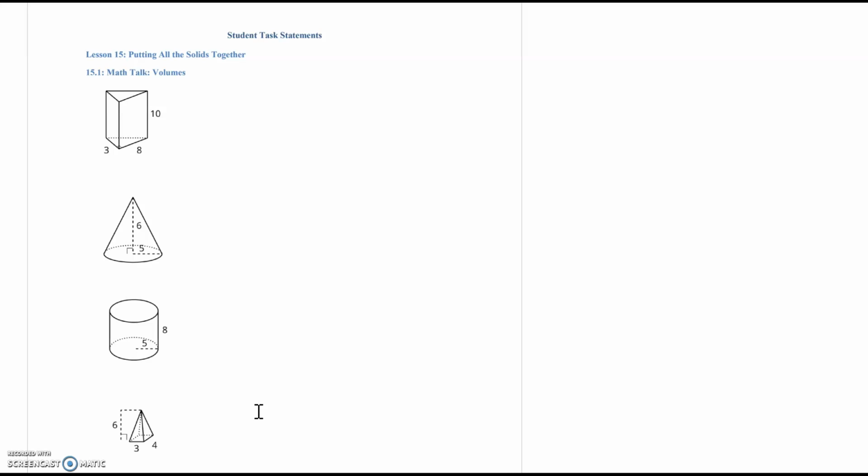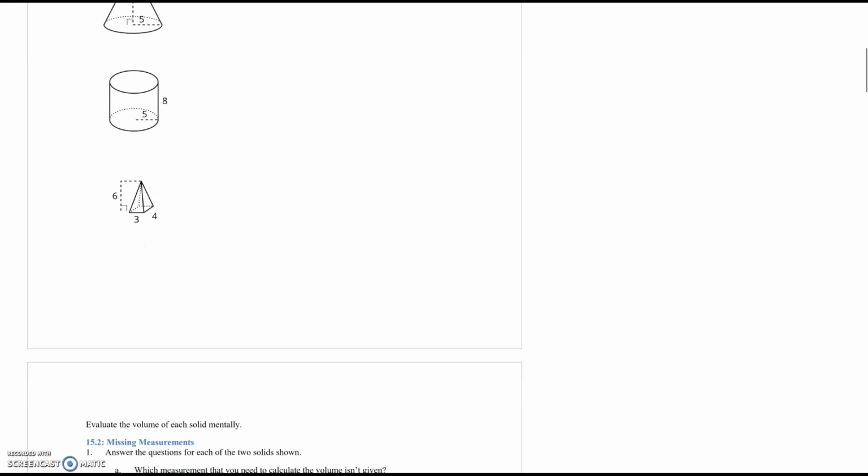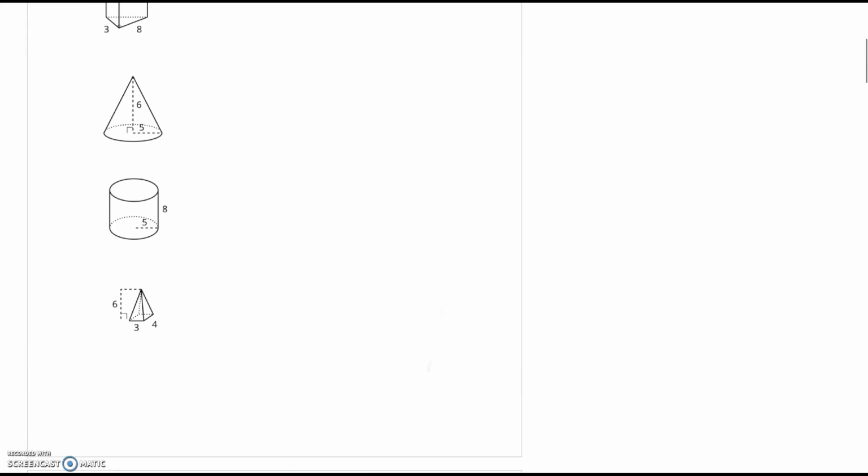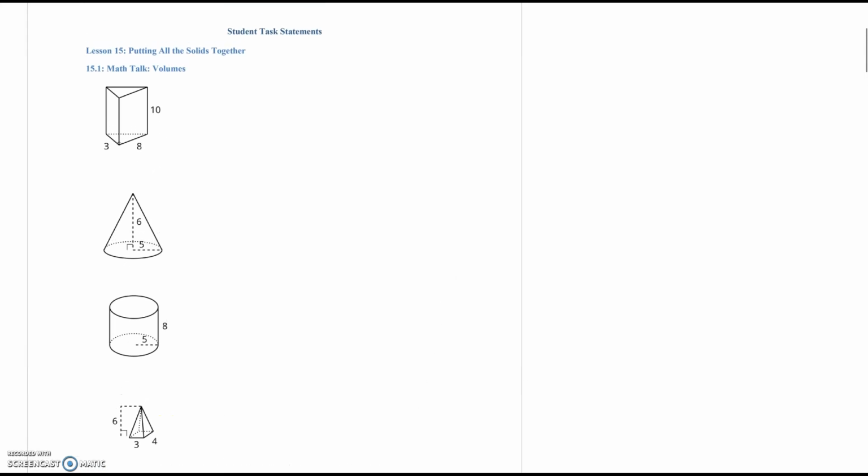So to start off, we're going to do a quick review here. I don't know how this happened, but the instructions for this section got put on the next page, and if I scroll down here, there they are. What we want to do is evaluate the volume of each of those solids, but we want to do it mentally. We don't want to have to write it all out. Well, that's a little bit tougher to do virtually, via video.